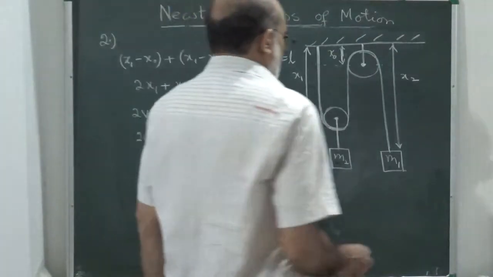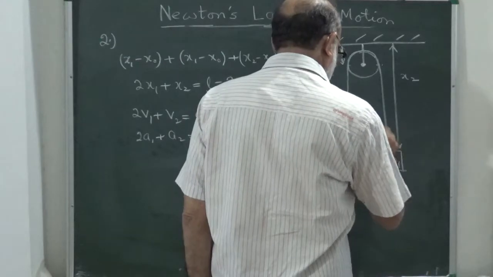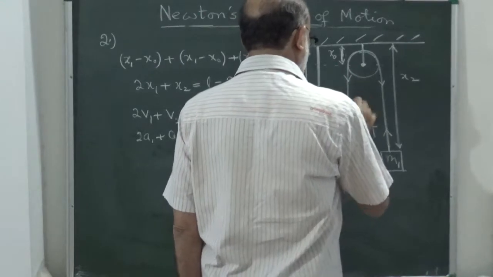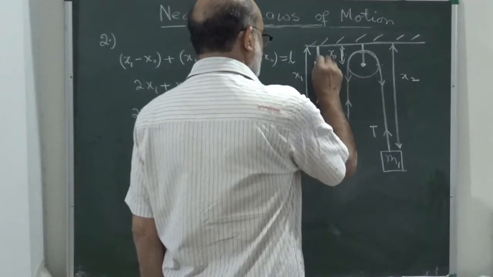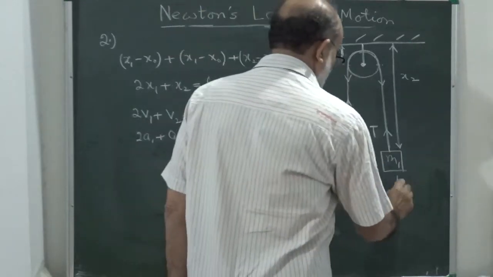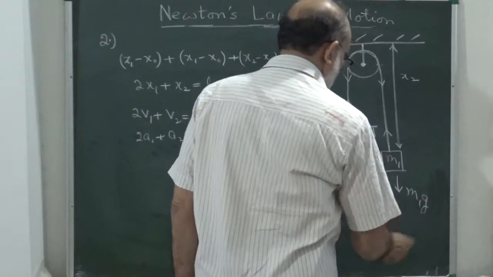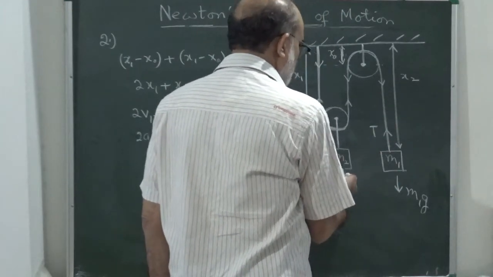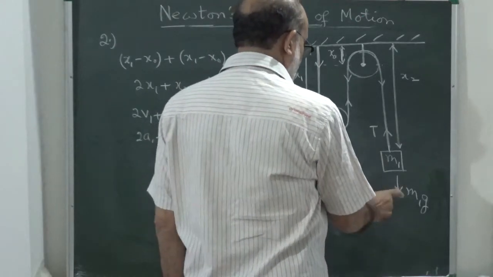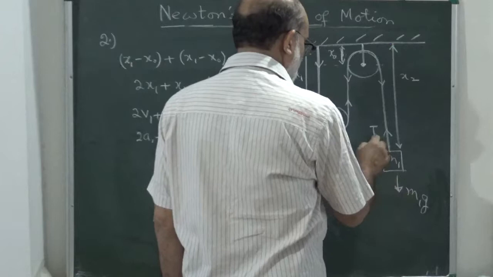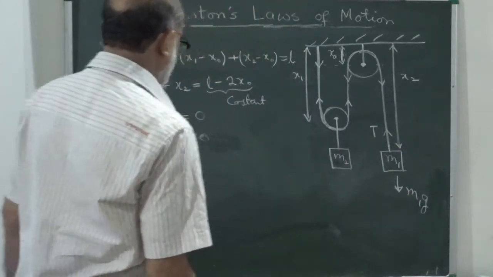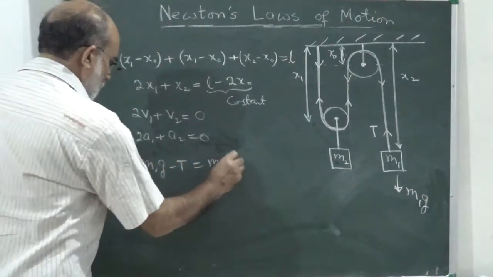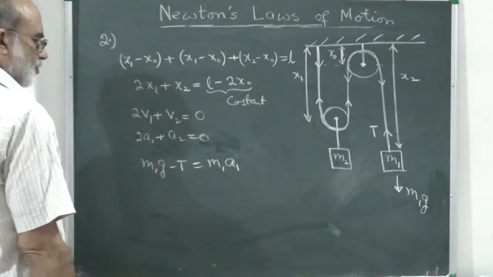Now, tension will transfer without any loss, assuming the string to be massless and pulleys to be smooth. Gravity acts downward, so m1 g minus T. If we assume m1 is falling down and m2 is moving up, then m1 g is greater than T, so the acceleration is given by m1 g minus T is equal to m1 times the acceleration of mass m1.